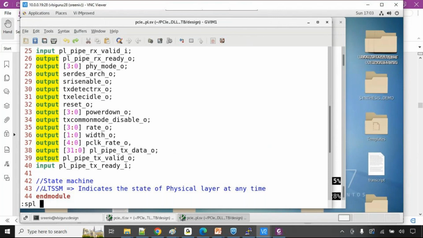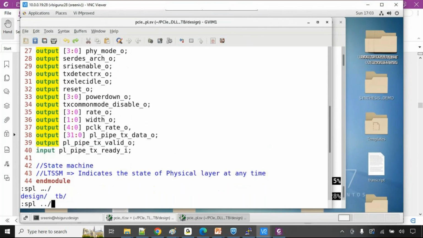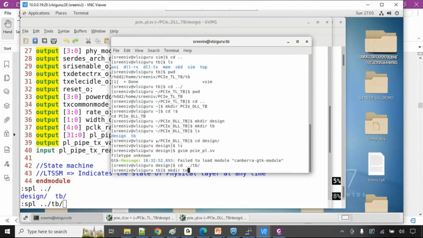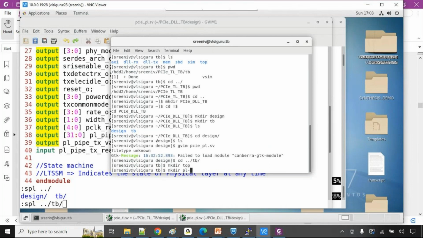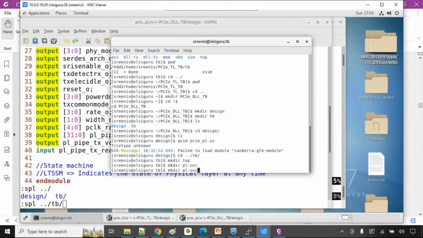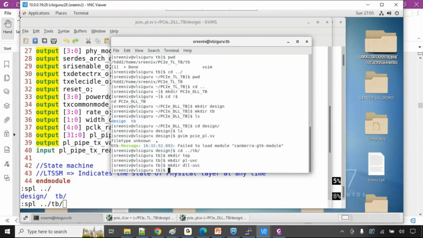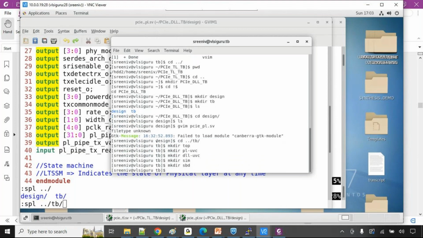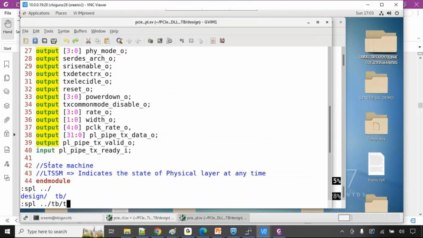Now, parallelly, I'm going to develop the test bench where I'm going to define the structure like this. Make dir top module, the physical layer UVC. Then what else do you have? DLL UVC, simulation window, then scoreboard. Mostly these things will take care of it. So you go to the top.sv, top_tb.sv. This is the test bench for us.